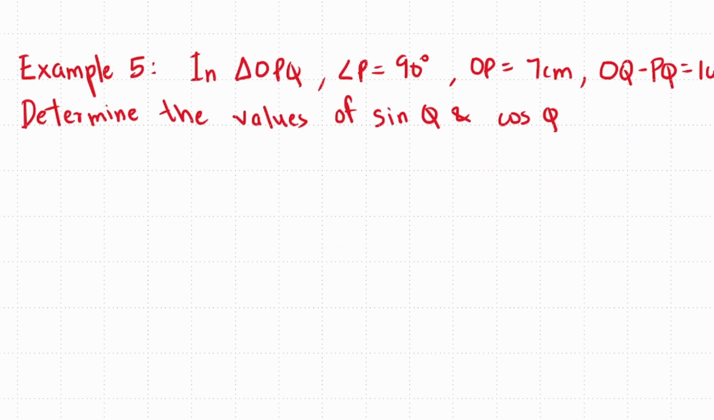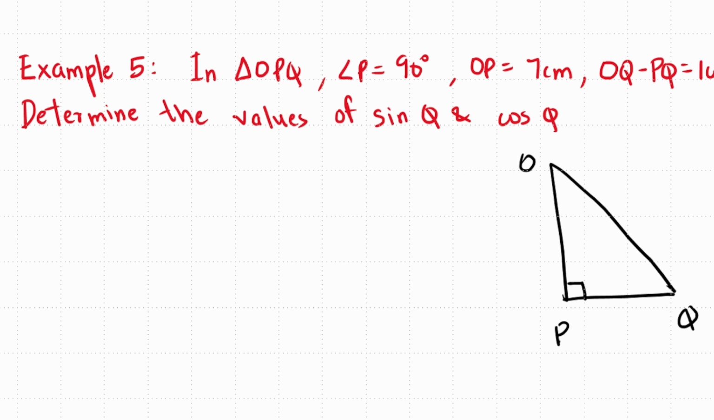In a triangle OPQ, P is 90 degrees, so let us draw a triangle OPQ. It is right angle at P, right? So we'll consider this as P, O over here and Q over here. They've given OP 7 centimeter, so I've written 7 centimeter here. OQ minus PQ is 1 centimeter. Now they've asked us to find the values of sine Q and cos Q.